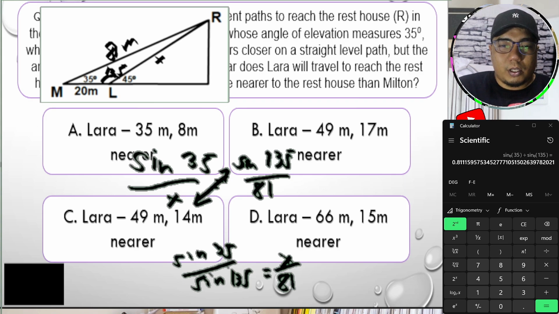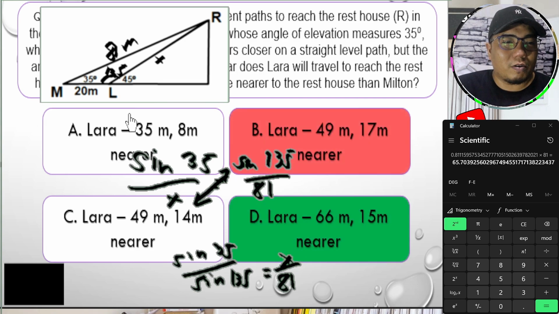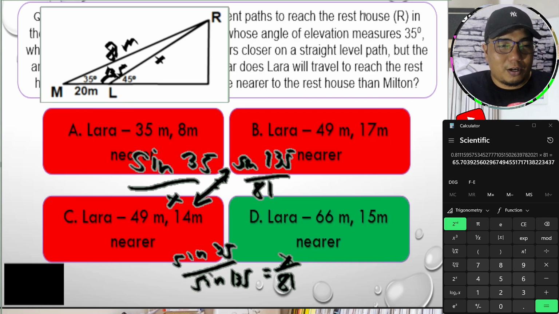Okay, so what we need to do is we multiply it by 81. Okay, by multiplying it by 81, you have 65.7, or if rounded off, that is 66. So we already have here 66, and if 66 you subtract it to 81, that is 15 meters difference. Okay, so we already have answered our problem. Let us check whether we are correct. All right, we are correct, my dear math learners.